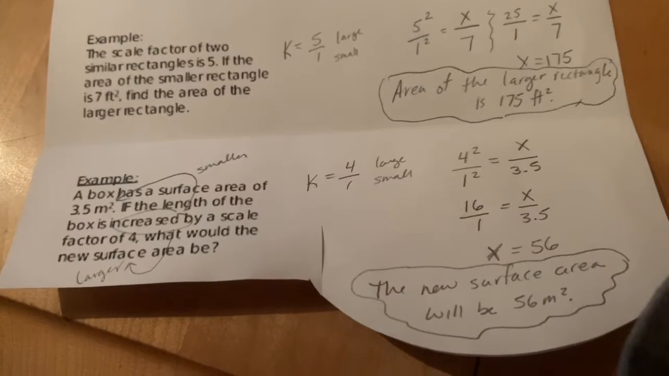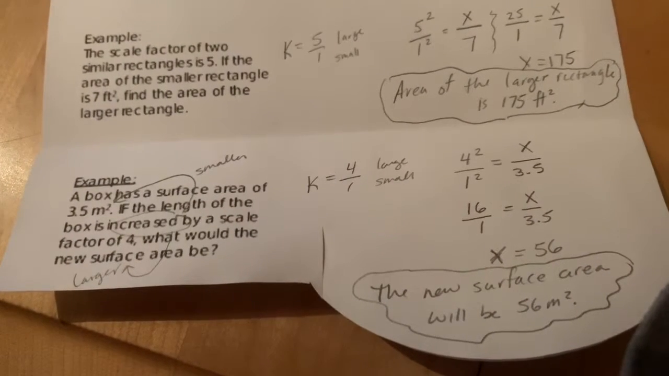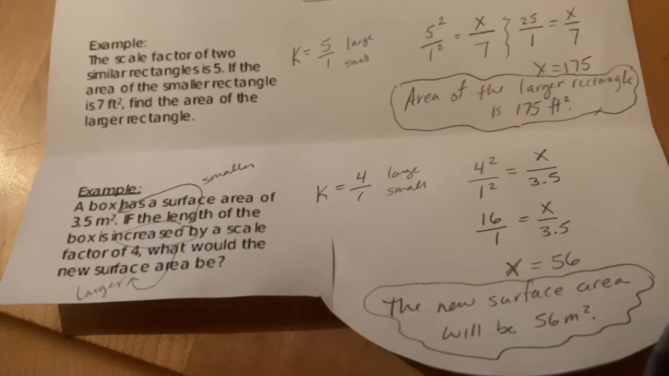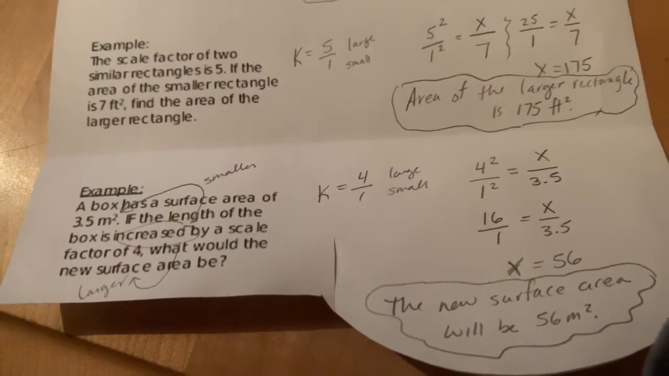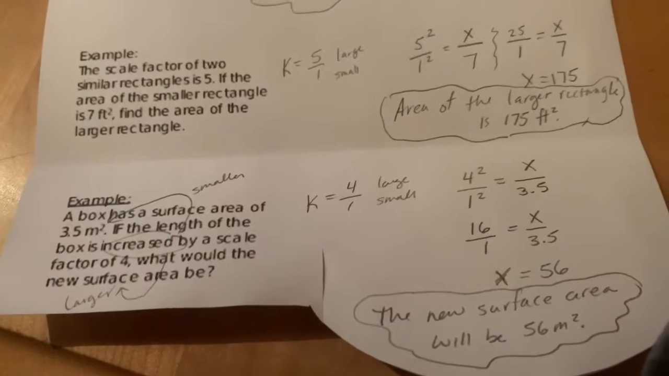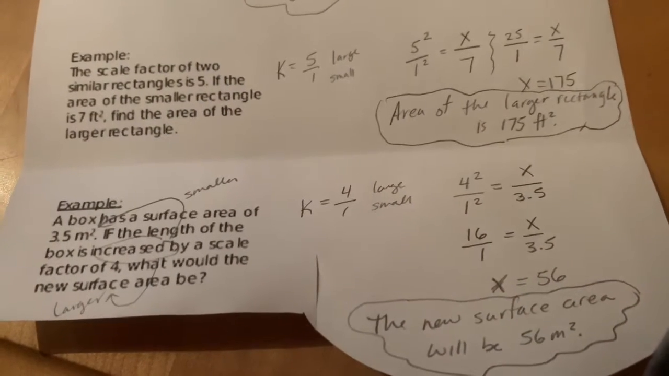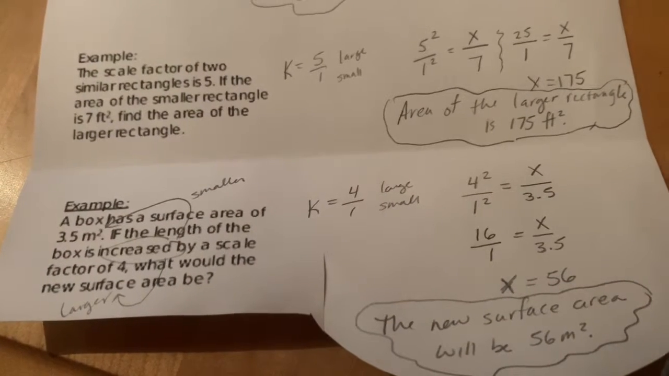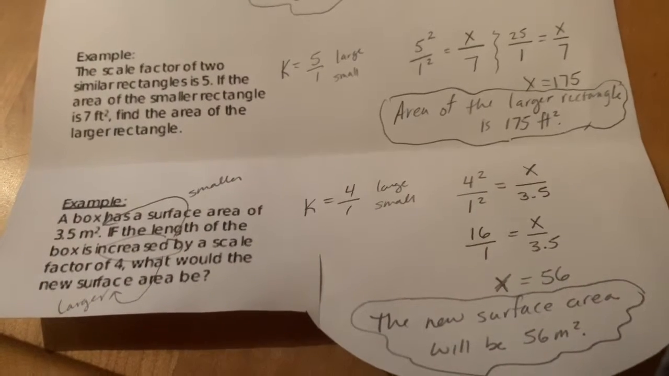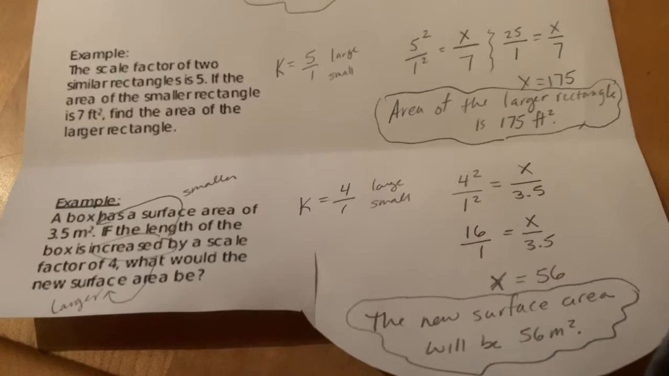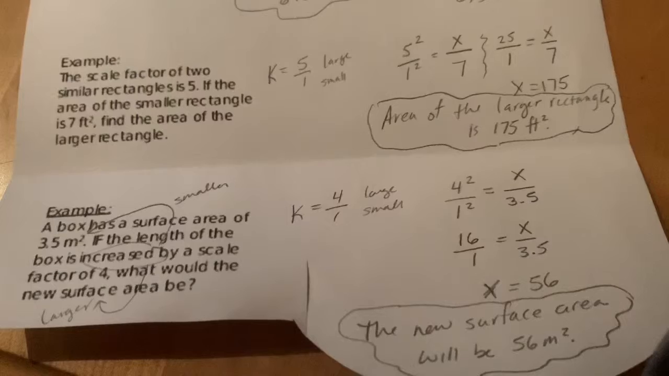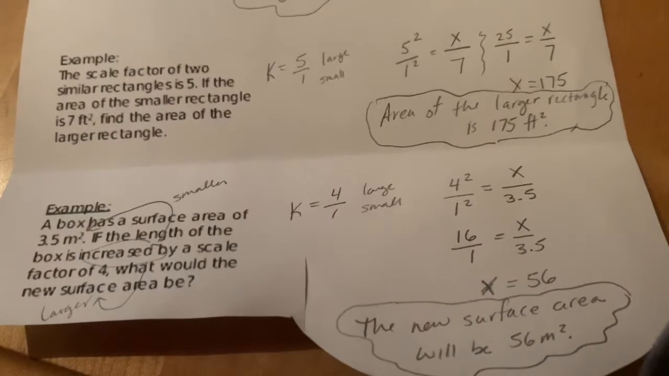So first I wrote down k equals 4 over 1, my larger one on top, smaller one on the bottom. And it's telling me that 3.5 was what it was, and then it increased by a scale factor, so it enlarged. So 3.5 is my smaller, and I don't know what my larger one is. So I put my 3.5 on the denominator, my x on the top, because that was my larger one. And I made that equal to 4 squared over 1 squared, because we're doing an area problem, even though it's surface area and not just regular area. I have to square my scale factor. So 4 squared over 1 squared equals x over 3.5.